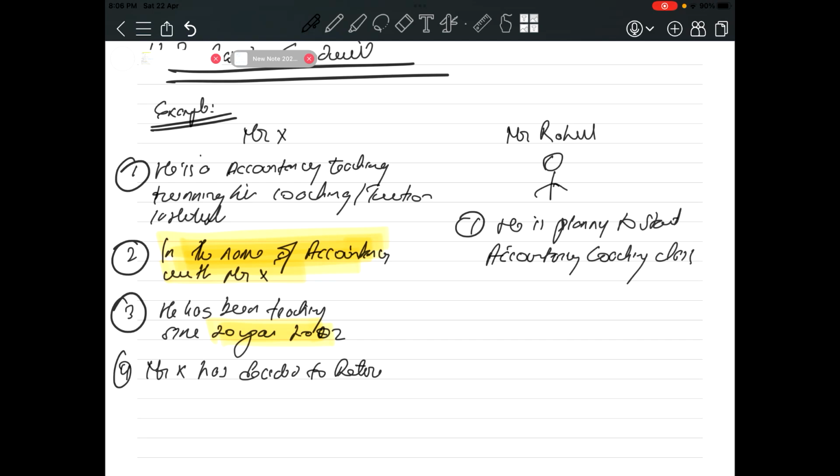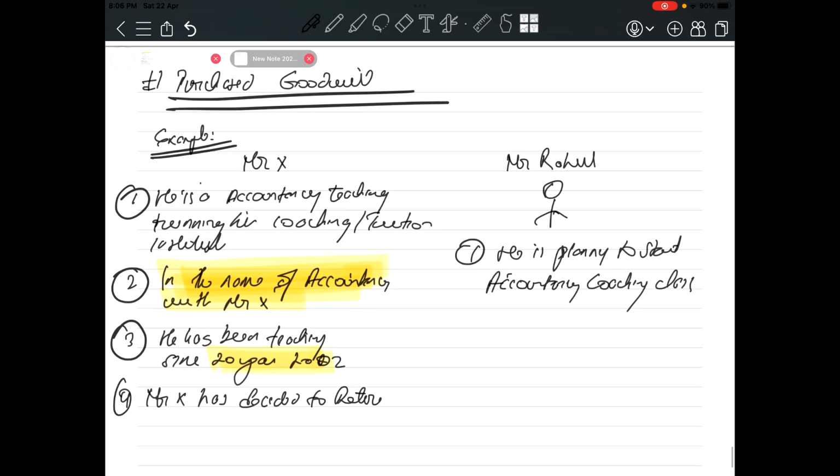I'll repeat it again: questions will be based on concepts, and I'm here to help you with that, to make your concepts clearer. Now let's come back to the example. Mr. Rahul is planning to start an accountancy coaching class. He is a fresher.